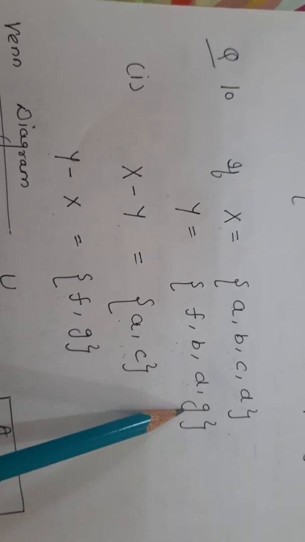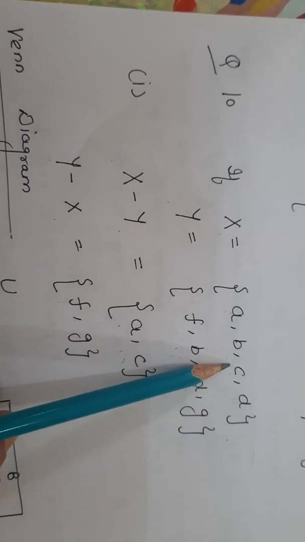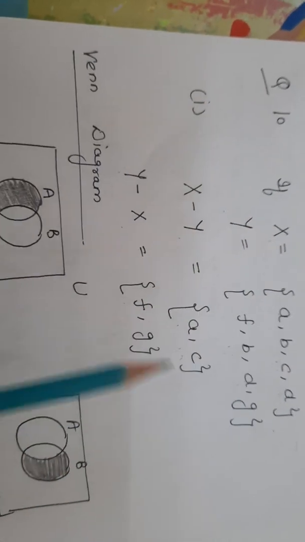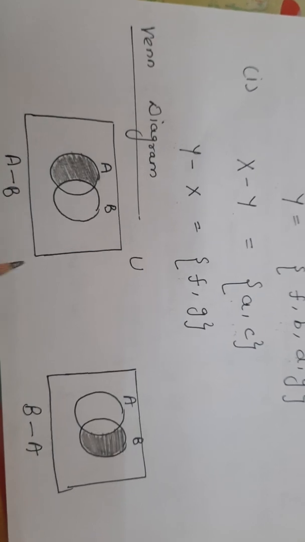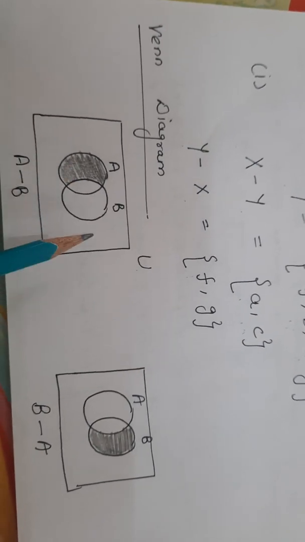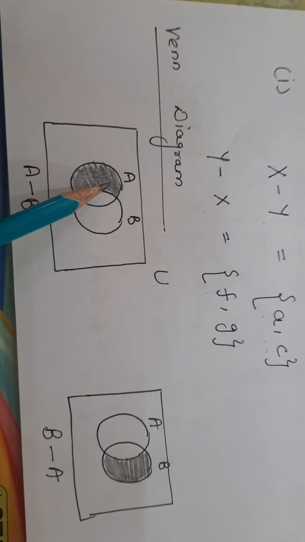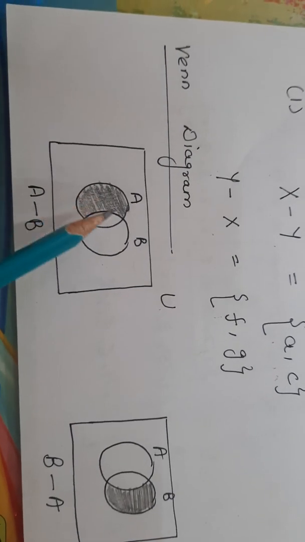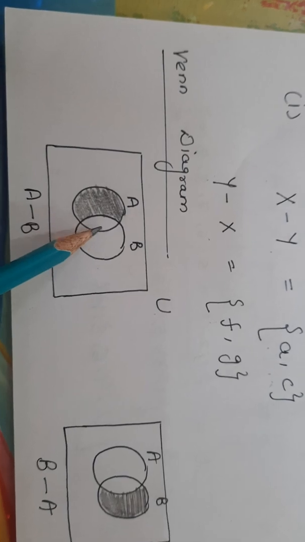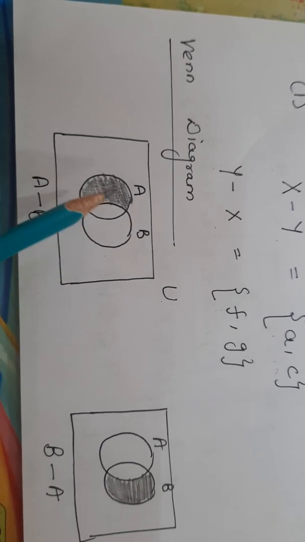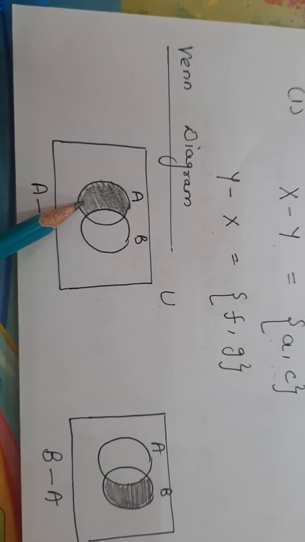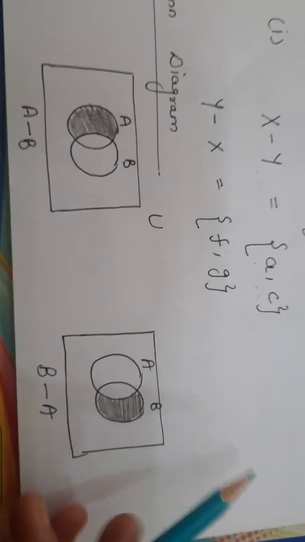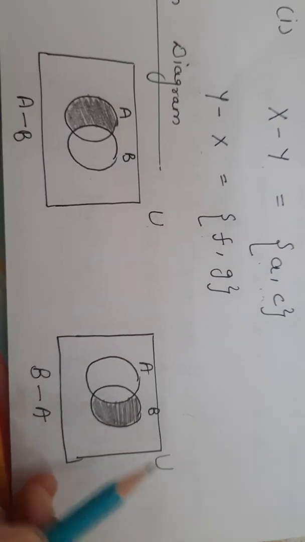Then last is G. G belongs to Y, but it does not belong to X, right? Venn diagram. Now let this be your universal set, A, B. Now A minus B is all the elements of A which are not in B. Now this is your region A minus B, because these elements are in B, so you will not shade this region. So this diagram represents A minus B, and this is your universal set U.